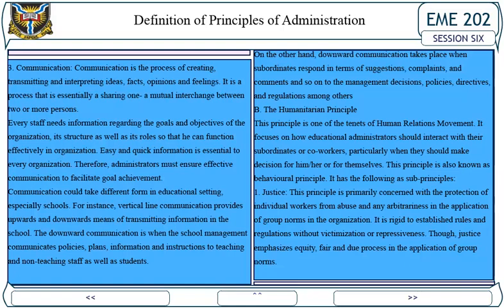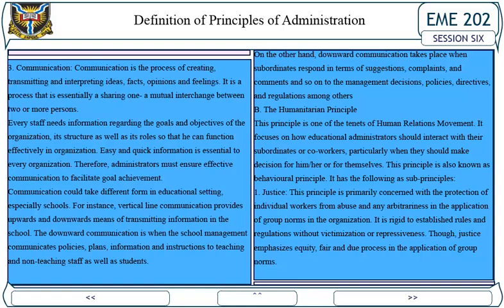3. Communication. Communication is the process of creating, transmitting, and interpreting ideas, facts, opinions, and feelings. It is a process that is essentially a sharing one, a mutual interchange between two or more persons. Every staff member needs information regarding the goals and objectives of the organization, its structure, as well as its rules, so that they can function effectively in an organization.